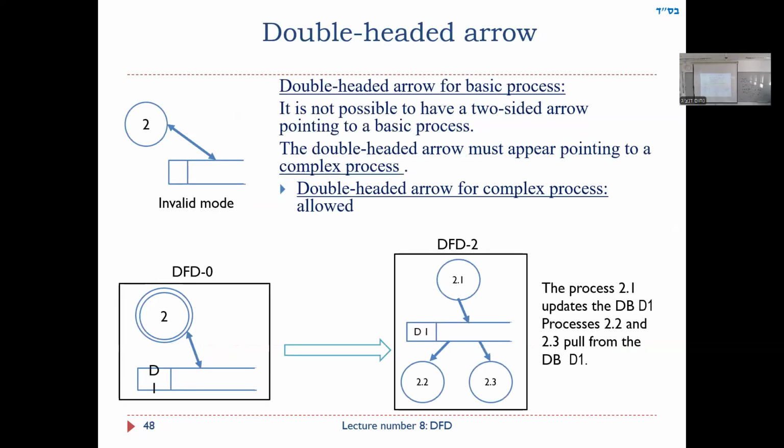You can have a double-headed arrow, but not for a basic process. It's not possible to have a two-sided arrow pointing to a basic process. So the first picture on the upper left is wrong, is invalid. Because by definition it must be complex, since I need to explain when he writes and when he reads. But I could have the bottom left, where DFD 0 has a complex process, writing to D1 and reading. And then I'll explain later. The explanation is over on the right, where 2.1 writes and two other processes read. So double-headed can only be by a complex process, logically.